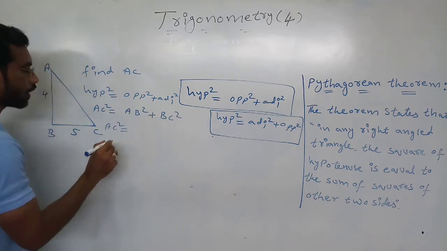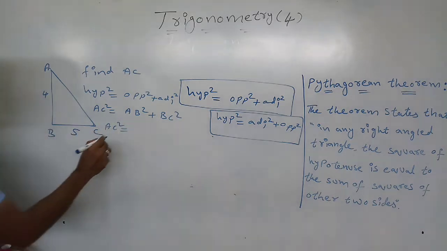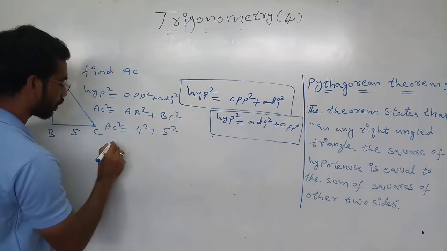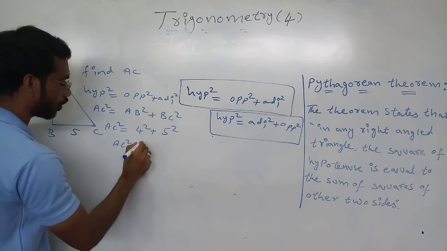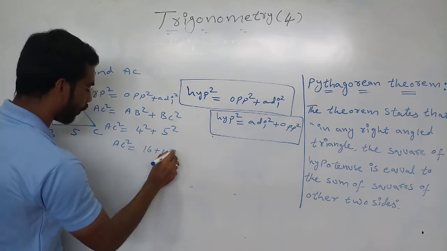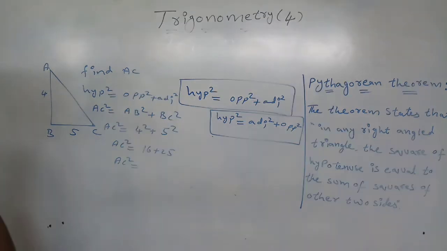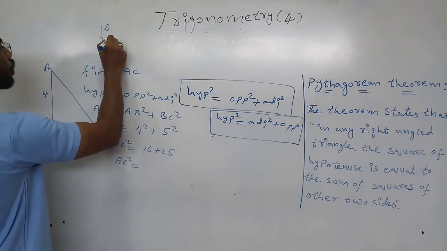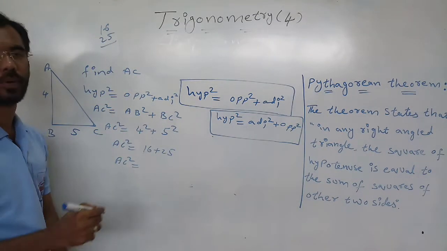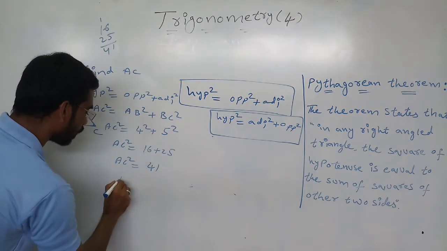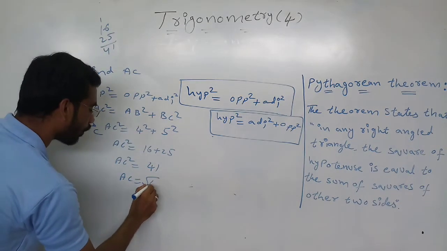AC square is equal to AB, how much is it? 4 square. BC is how much? 5 square. So AC square is equal to 16 plus 25. How much will it be? 16 plus 25: 6 plus 5 is 11, 1 carry 1, now it will be 41. Then AC is equal to root 41.